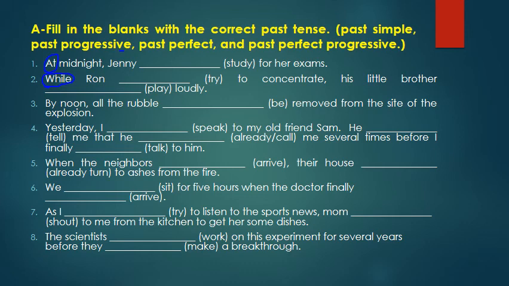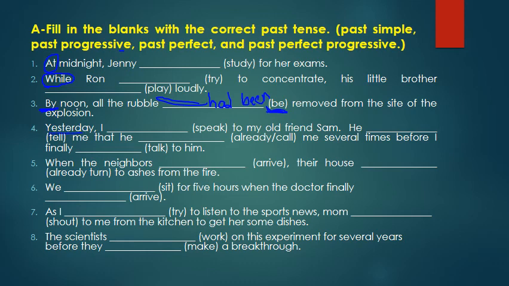Both of them happening at the same time. By noon. Do you notice the keyword here? By. So what tense? It's going to be a perfect tense, past perfect. By noon, all the rubble had been removed. Okay, you see B. How do we write the past perfect? We need a had, that's constant, and we need the past participle of the verb in brackets. What's the past participle of be? Been. Okay, all the rubble had been removed from the site of the explosion.